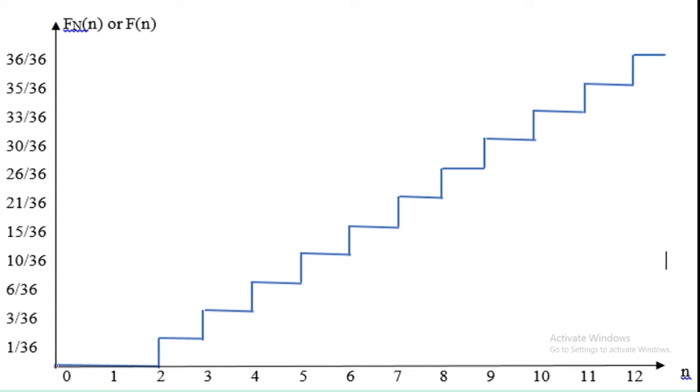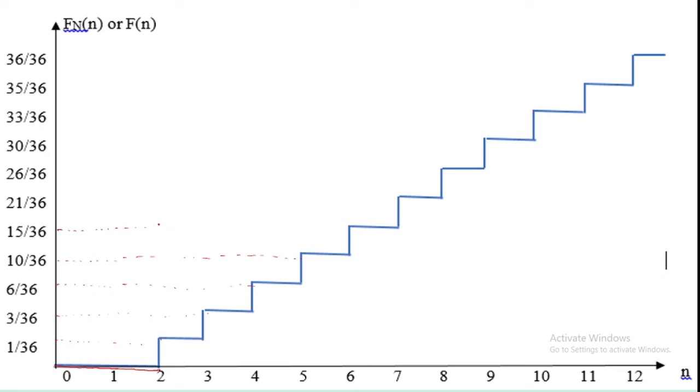n is equal to 2, the cumulative distribution function value is 1 by 36, and n is equal to 3, the cumulative distribution function value is 3 by 36, and n is equal to 4, the cumulative distribution function value is 6 by 36, n is equal to 5, the cumulative distribution function value is 10 by 36, next n is equal to 6, the cumulative distribution function value is 15 by 36.